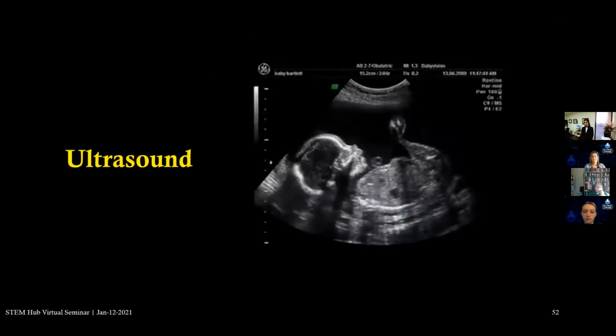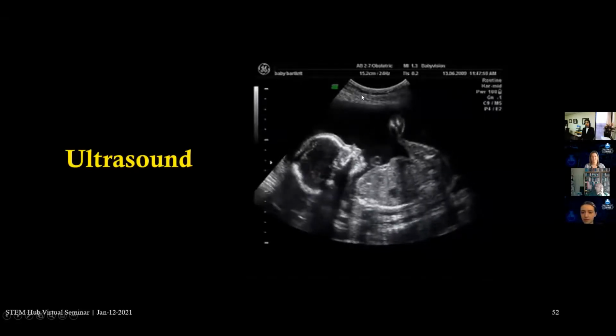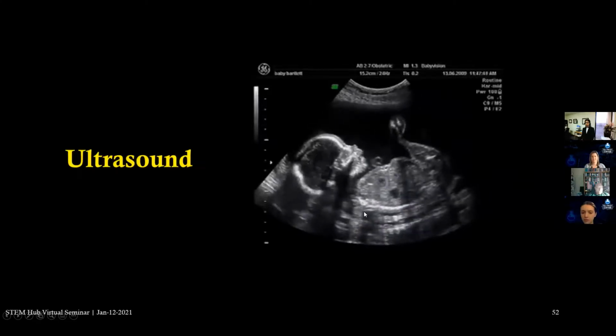Okay, so let's move to the next modality, that's the ultrasound. And this is the fetus image in the mother's womb. So this is the baby in the mother's womb, and your parents must have first seen you in the womb using this ultrasound imaging. And here you see the heart showing that the baby's heart is beating.